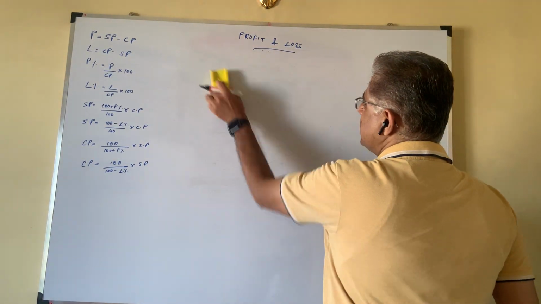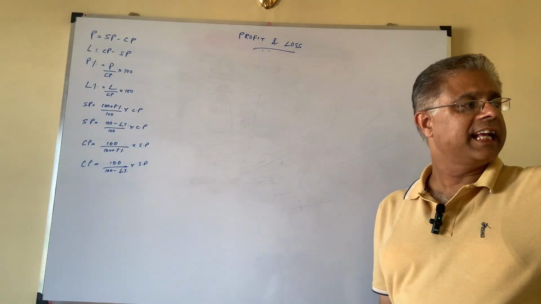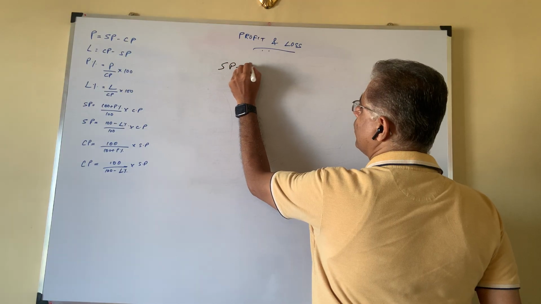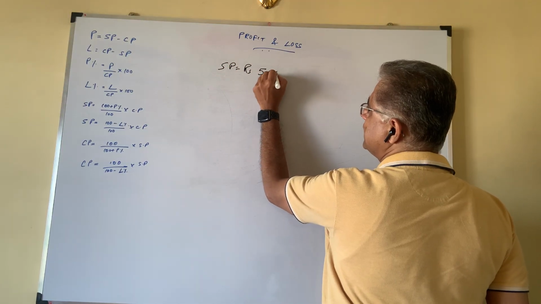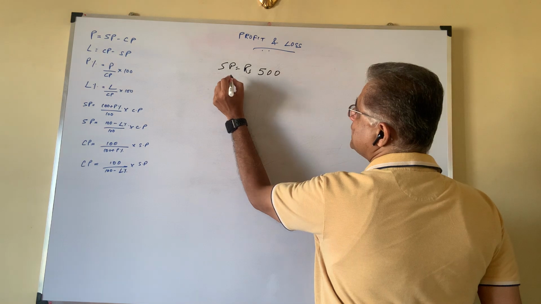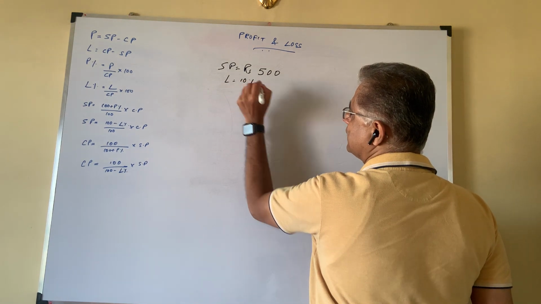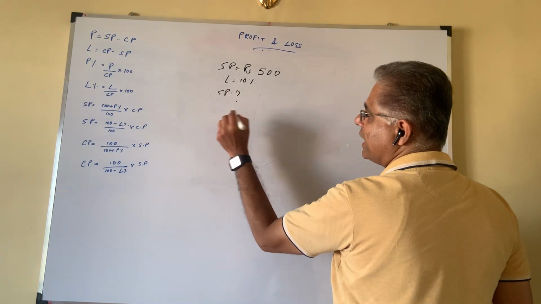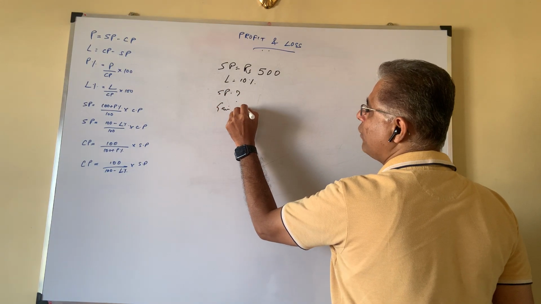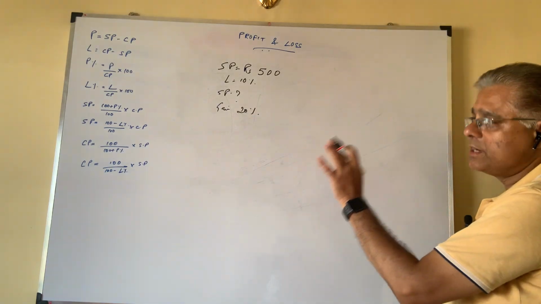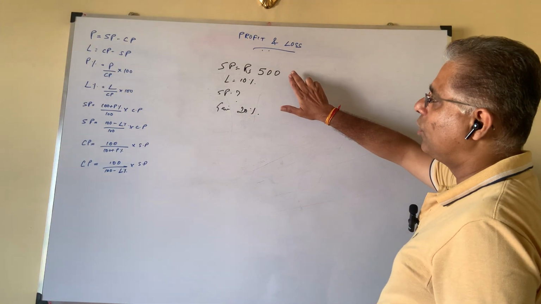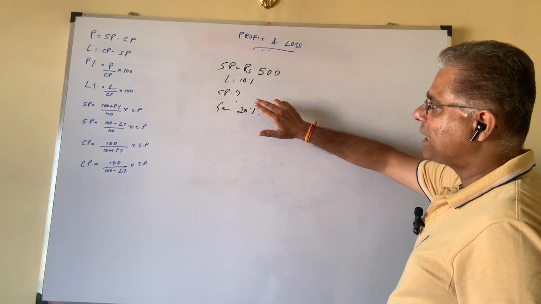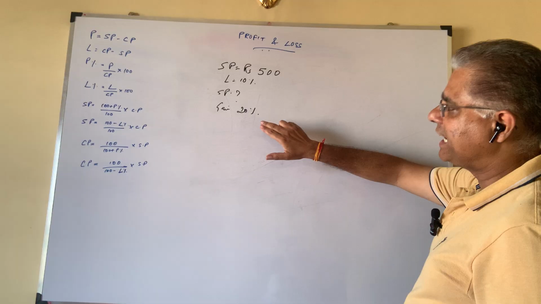Say I have a question that a person sells a watch. The selling price of a particular watch is given to me as, let's say, 500 rupees. He sells it and suffers a loss of, let's say, 10%. At what price should he sell it again if he wants to make a gain of, let's say, 20%? I'll repeat the question, please understand. A person is selling a watch for rupees 500 and he's having a loss of 10%. At what price should he sell it to have a gain of 20%?